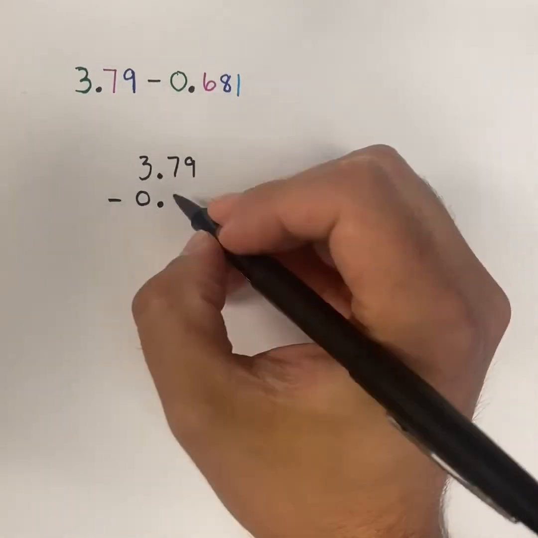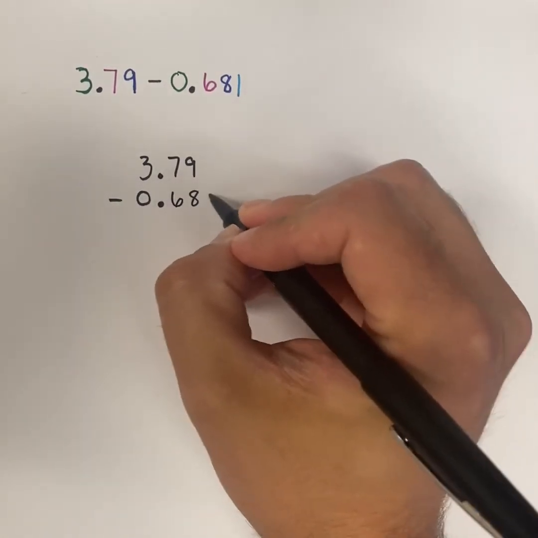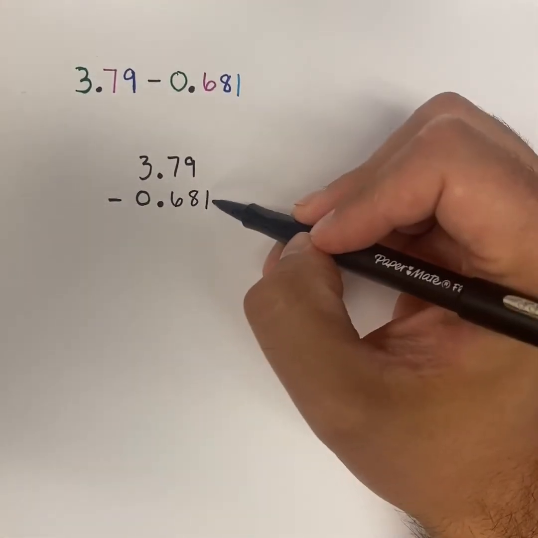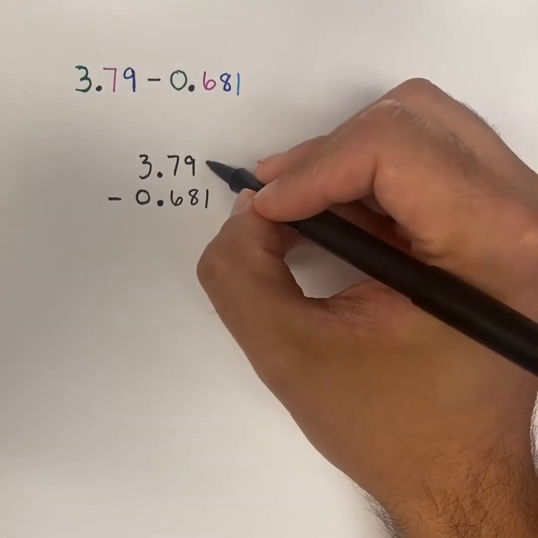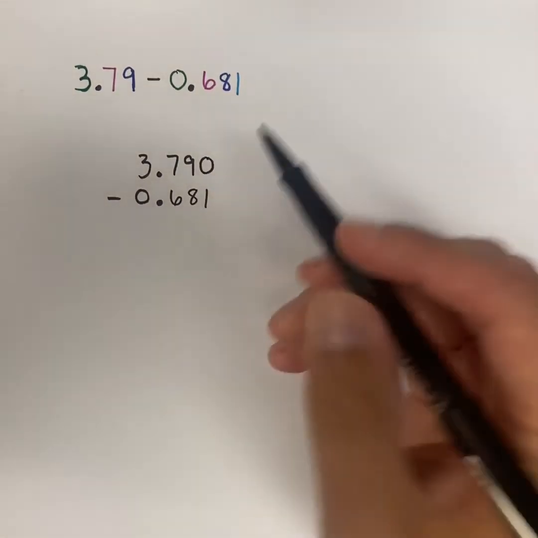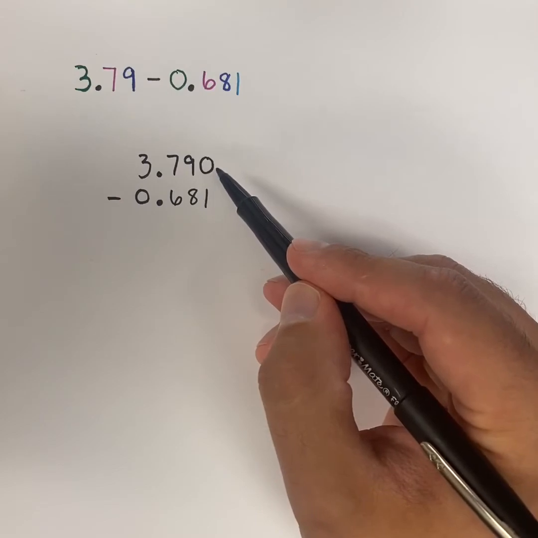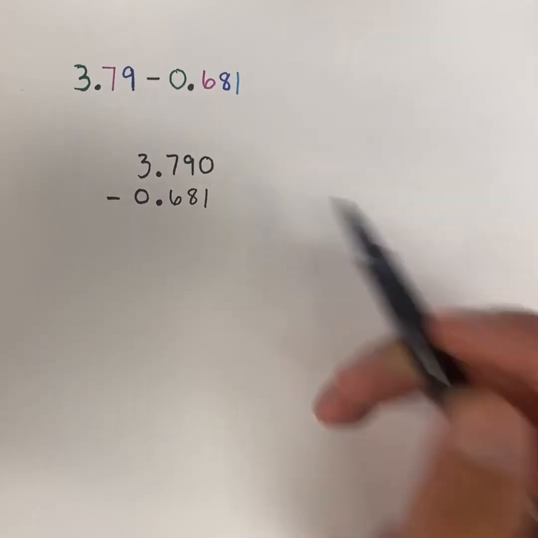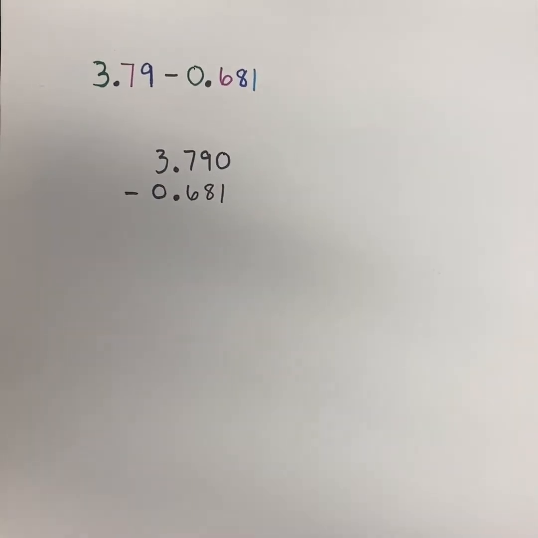681 thousandths. Let's write that down. And you can see here, this 1, we've got nothing to take away from, so we have to put a placeholder 0 here. This did not add value to this number because it's a 0 at the end of a decimal. From here, we would just follow our basic rules for subtraction.